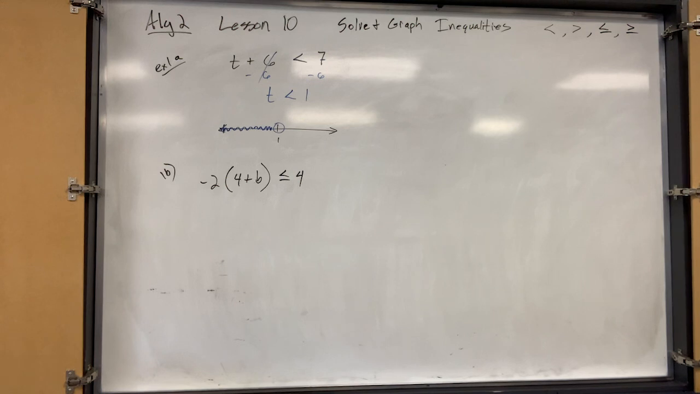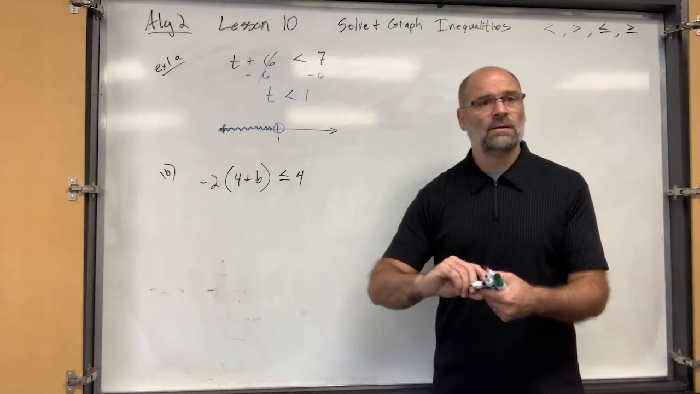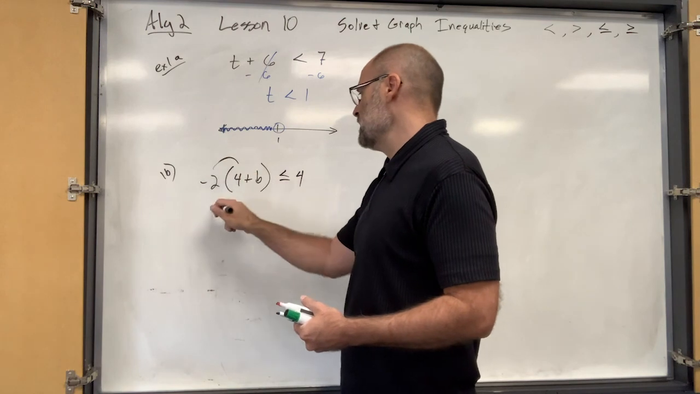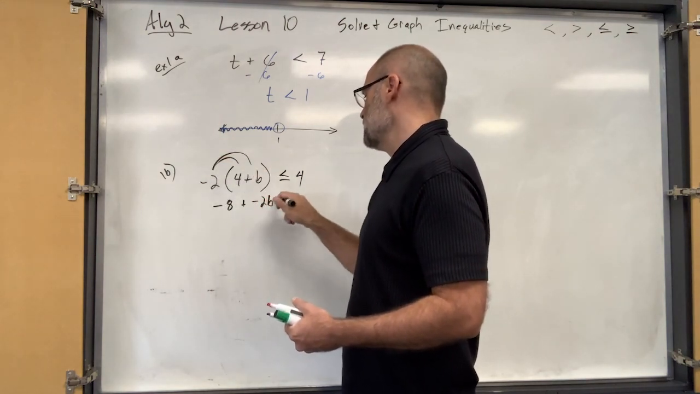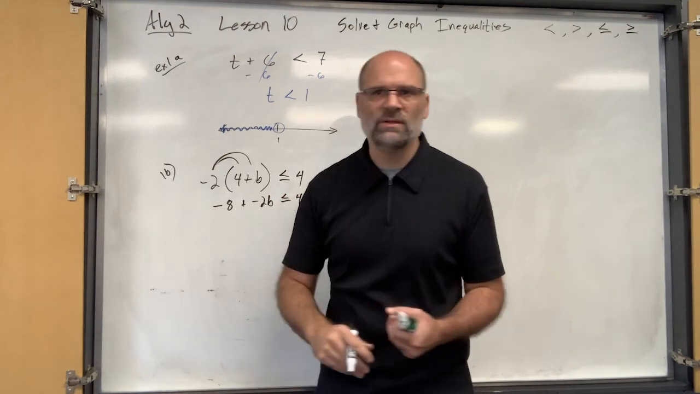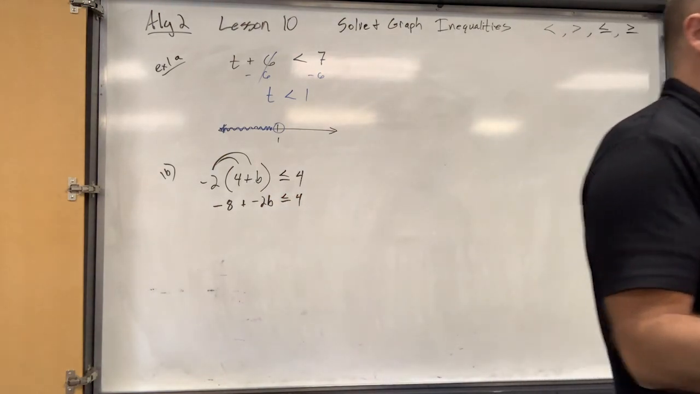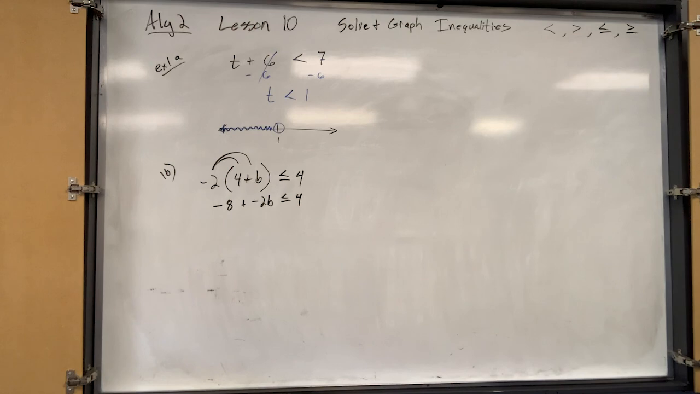When you get to step 4, when there's that coefficient, you have to decide if you're multiplying or dividing by a negative number, okay? But don't worry about that yet. Let's just simplify this. What do you do first? Distribute. So this is -8 + -2b ≤ 4. I haven't done anything to both sides of the equation, so I'm just simplifying so I don't have to worry about any flippage or anything like that.